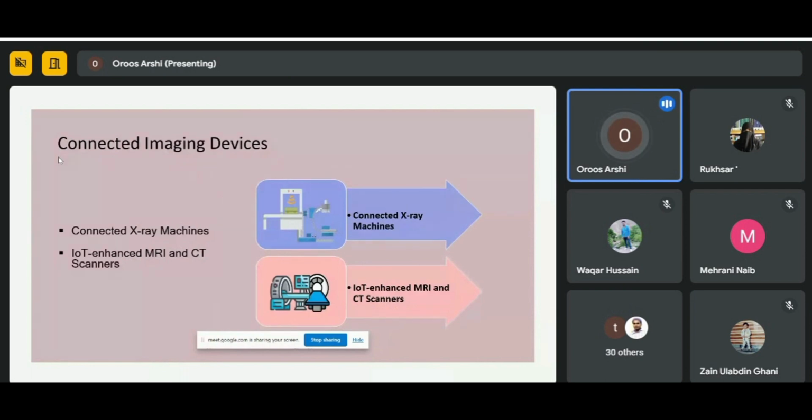Connected imaging devices also play a very important role in the healthcare industry, which includes connected X-ray machines and IoT-enhanced MRI and CT scanners. Networked X-ray machines with Internet of Things capabilities make possible the quick exchange of diagnostic images with medical workers. As a result, doctor collaboration and remote diagnostics are made simpler. IoT-enhanced MRI and CT scanners enable real-time high quality pictures, improving diagnosis accuracy and accelerating treatment plans. These were connected imaging devices.